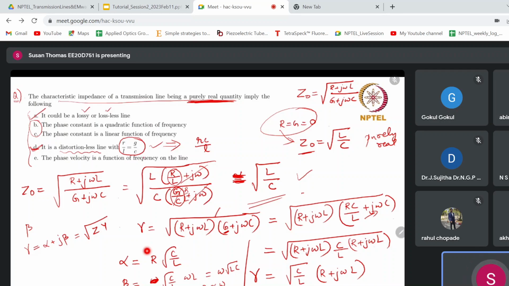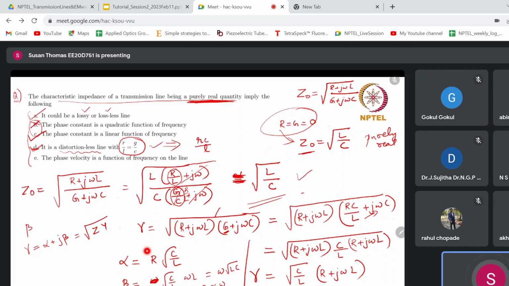Now you see beta is proportional to omega. The phase constant is proportional to the angular frequency. Out of B and C, which statement is correct? Is the phase constant a linear function or a quadratic function of frequency? Linear function. Yes, so it is C. Option C is right, but option B is wrong.